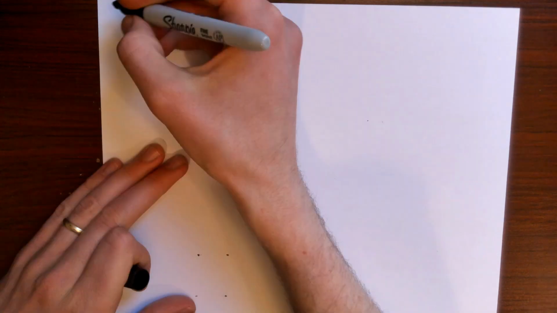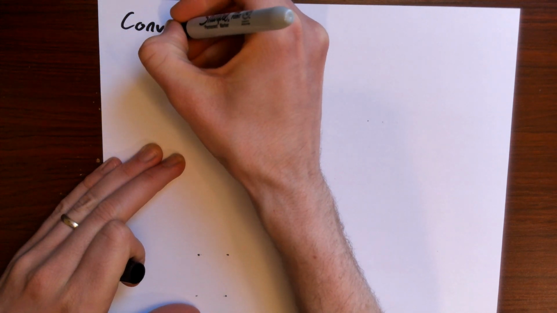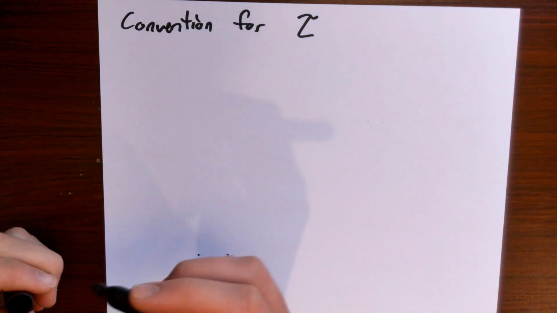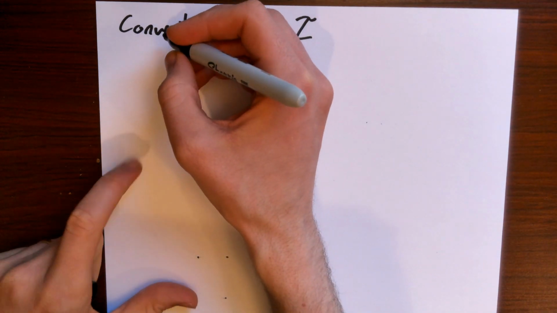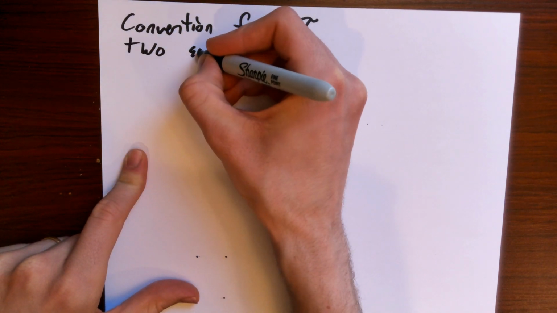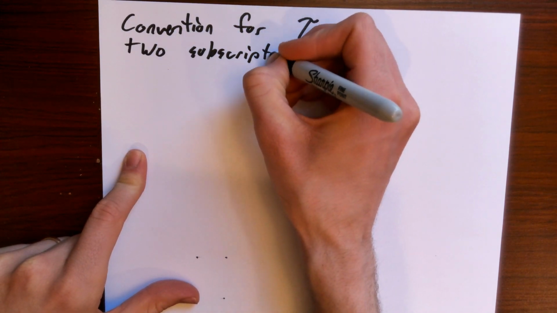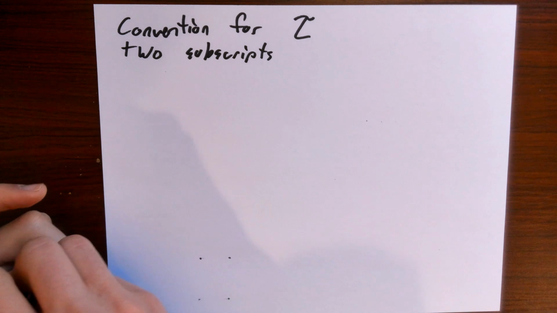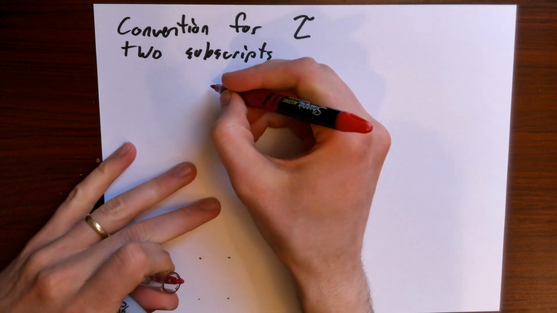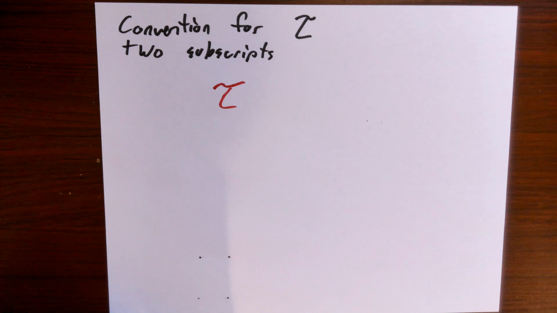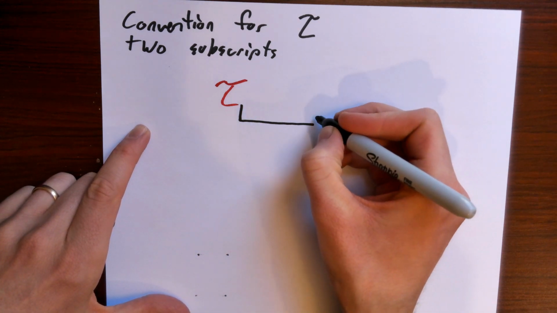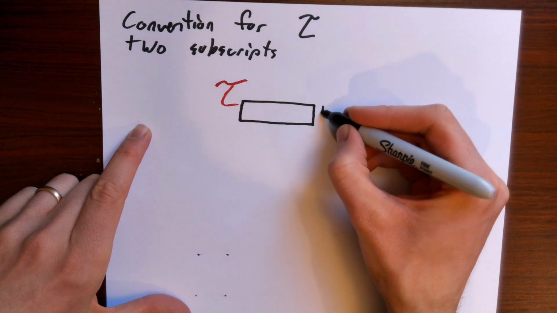So, a word on conventions for tau. Oftentimes we use two subscripts for tau. So let's say we have tau, and this tau is what we'll call the shear stress. There are two important subscripts that we will give it, and I'll sort of exaggerate them down here.